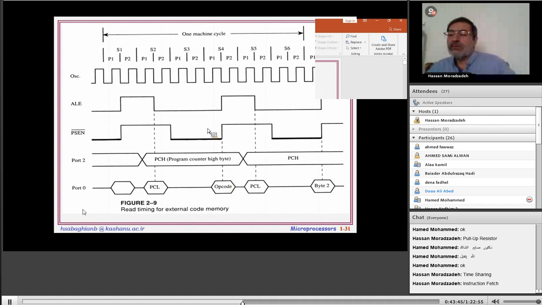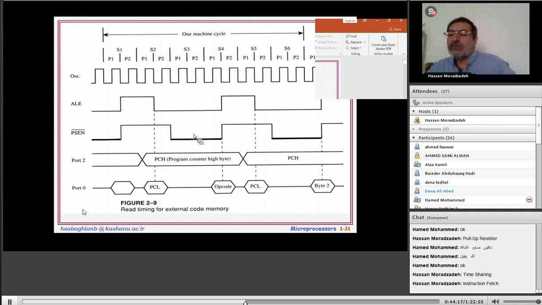Over the bus we see PCH all the time. That means the high byte of the program counter. That's right. What about this? At this time on port 0 we see PCL, that means the lower byte of the program counter. That's right. But here, for example, P2 of S4.